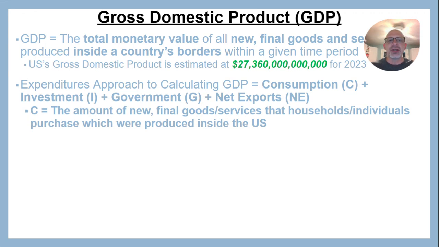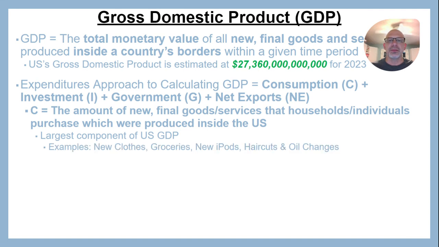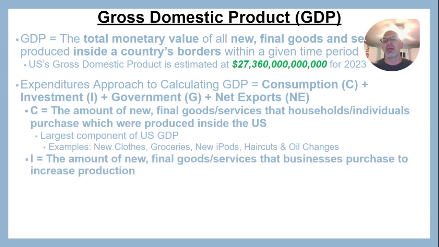Now, when we look at these sectors in turn, there are a couple of different things to pay attention to. One, consumption, C: new final goods and services, as I said, that households and individuals purchase. They have to also be produced inside the U.S. It's the largest component of the U.S. GDP and most economies. It can be anything: new clothes, groceries, some new electronics, haircuts, oil changes, etc.